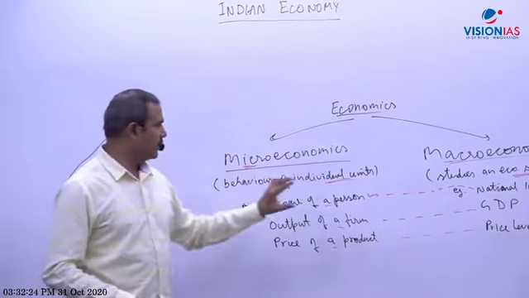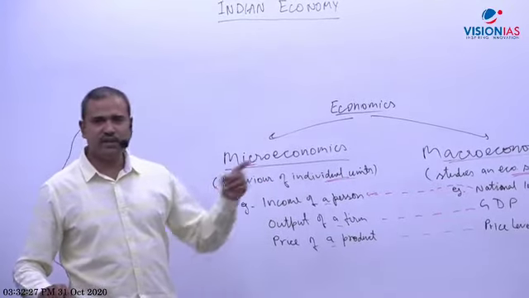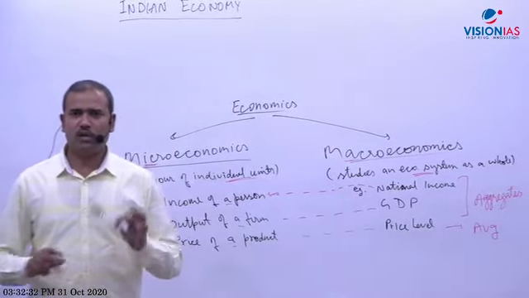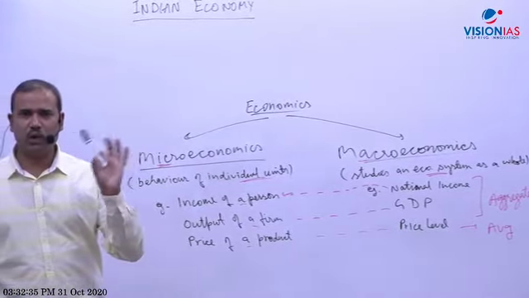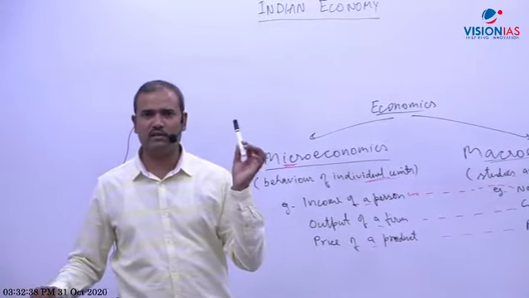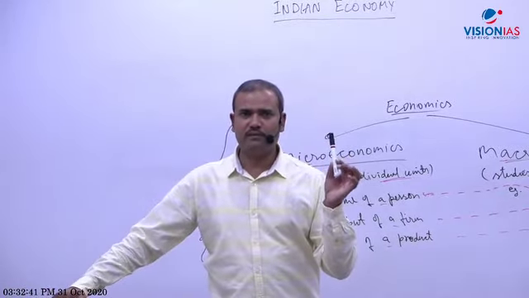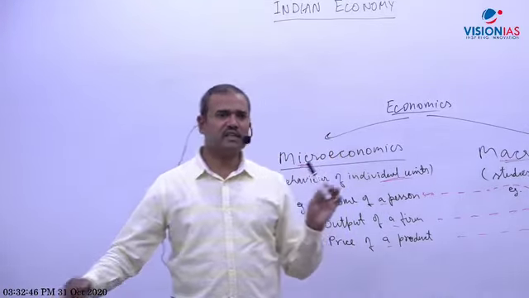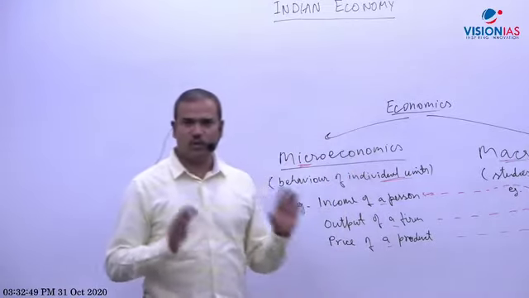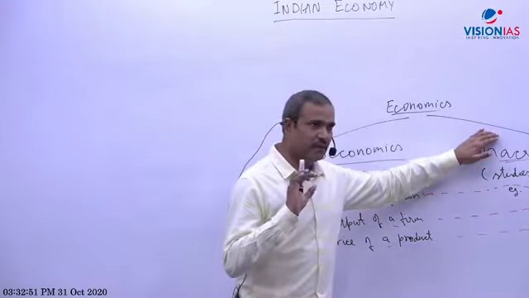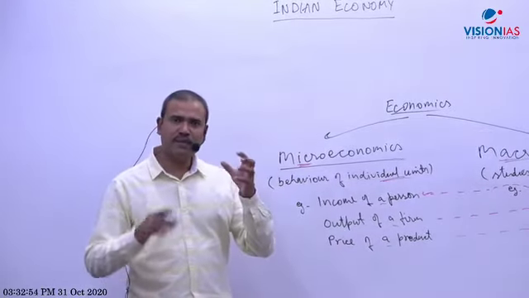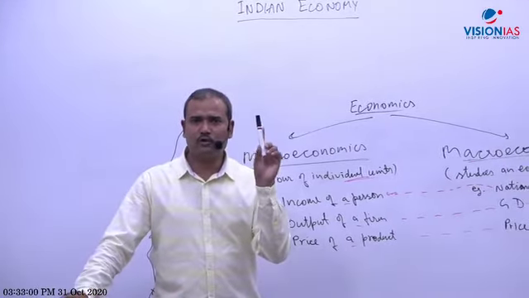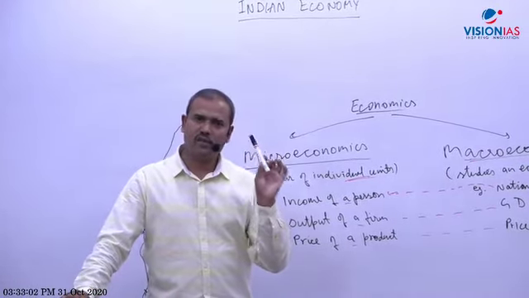But remember one thing: normally when we say aggregates, we mean macroeconomics. But if I ask you a question, will the total production of markers in India by all companies be micro or macro? The answer will be micro. Why micro? Because we are talking about one product. So normally aggregates are studied in macro, but remember that aggregates may be studied in micro. Got the point? If I say total production of markers in India, we are talking about one product, so that is micro also.